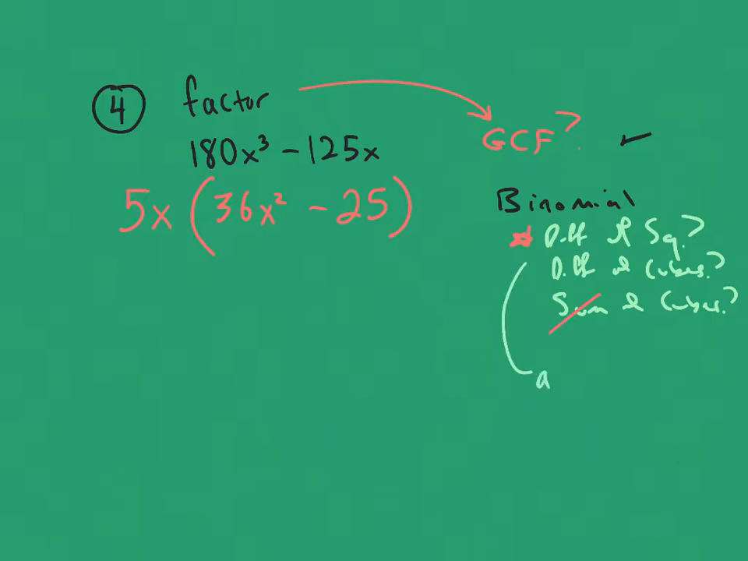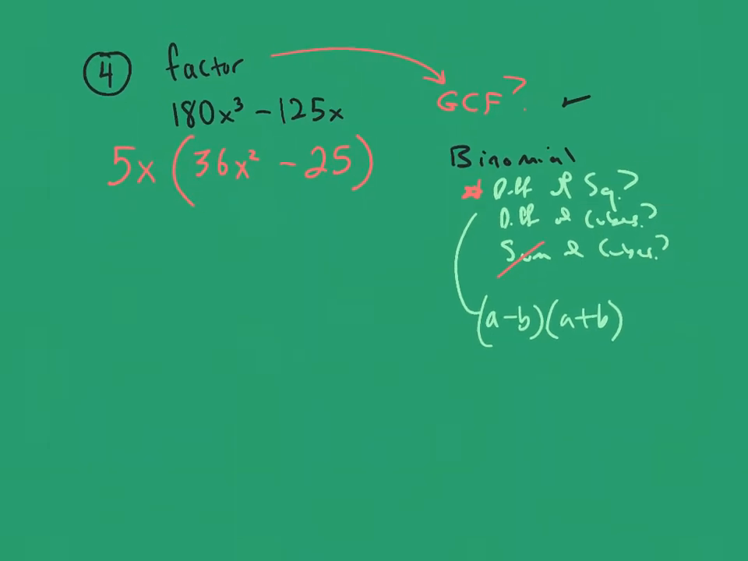So difference of squares was a minus b, a plus b. A in this case, the square root of the first term in the binomial, square root of 36 is 6. Square root of x squared is x. And then b is the square root of the second term. Square root of 25 is 5. So bring down the 5x, and then we'll do the a minus b, and then a plus b.